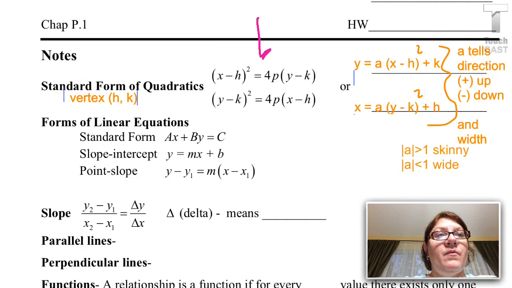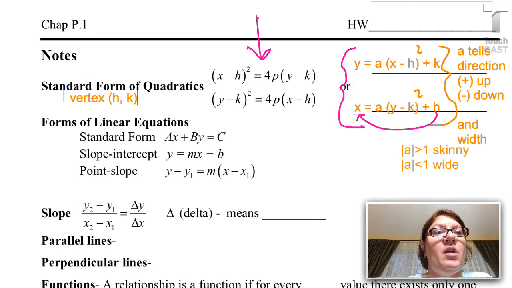either of these. Most likely what your teacher taught you last year is the standard form looking like either y equals or x equals. What you have to remember is that h is always technically with x. Here I could move it over and it would say x minus h. And k is always technically with y. Here I could move it over and it would be y minus k.